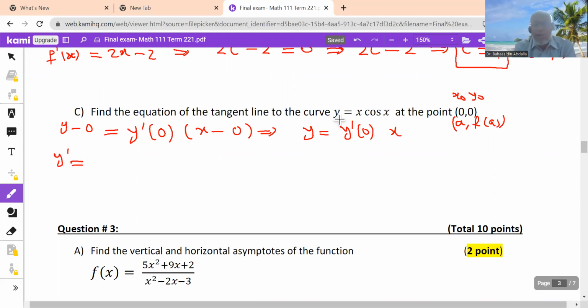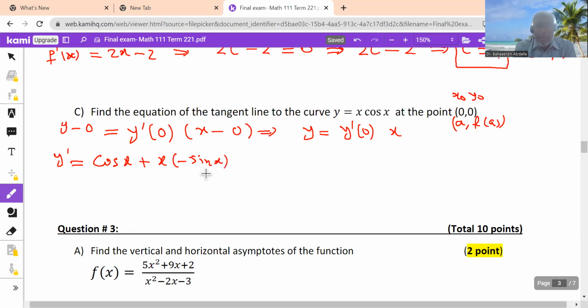So we have y equals x times cosine x. How to find y prime? Well, we need to use the product rule. The product rule says find the derivative of x first. What is the derivative of x? It's 1, times cosine x, plus x as it is times the derivative of cosine. The derivative of cosine is negative sine x.